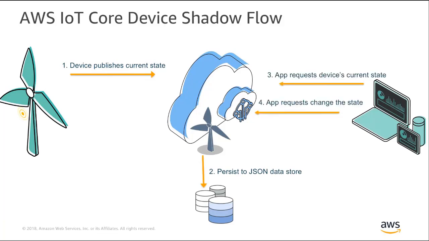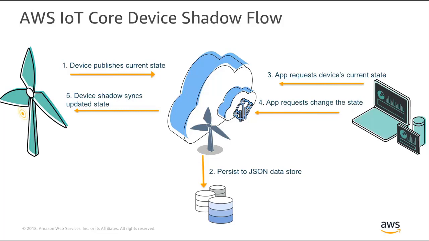Our application can then retrieve the current state and then can issue another request to change the state. This also goes down to AWS IoT Core device shadow and gets persisted again. Our device can subscribe to these changes and actually receive an update that a request has been made. Let's say it wants to turn down its wind speed from 55 miles per hour to 35 miles per hour.